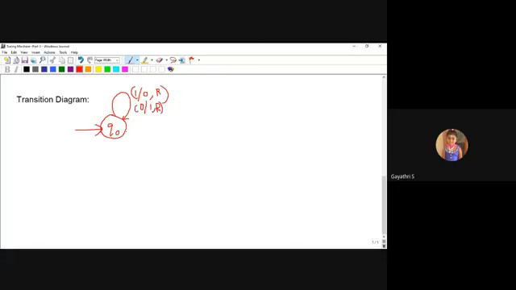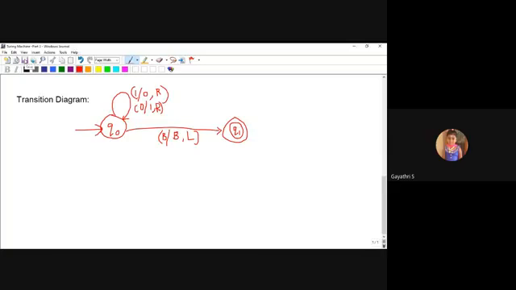If you are reading the blank symbol from state Q naught, the blank symbol is replaced by blank symbol only, there is no more change, then move left or right. Once you reach the blank symbol, we go into the final state. A very simple transition diagram.